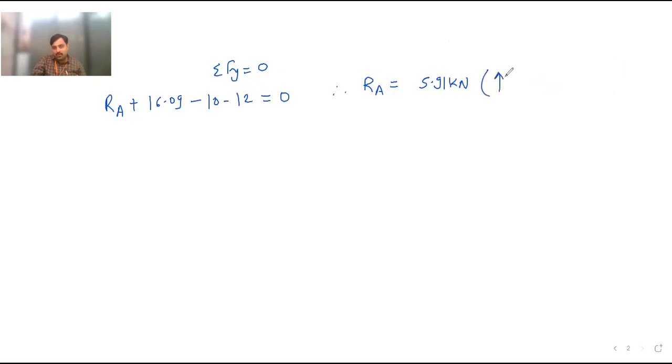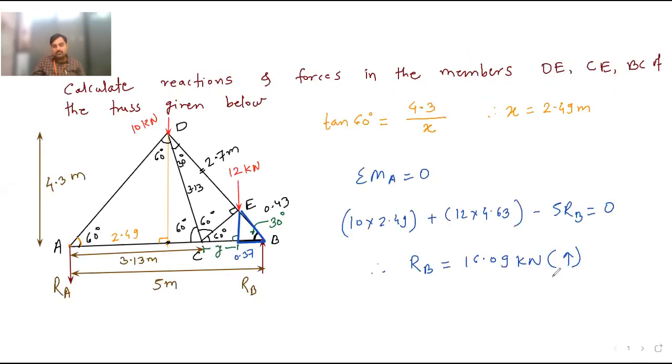You are having a calculator also. So RA is upward. So I will show it as it is. Okay, so this is RA.